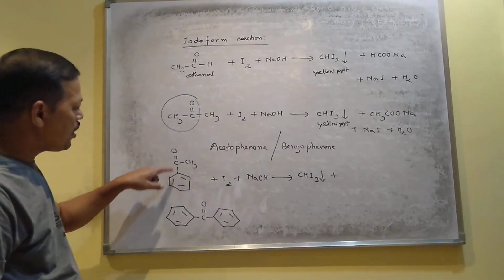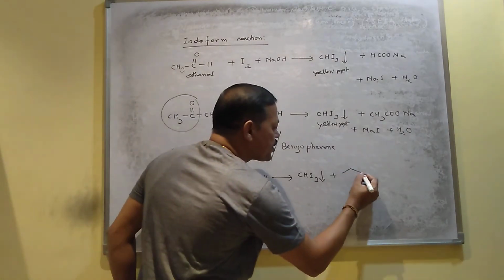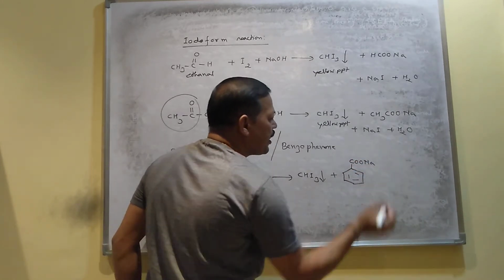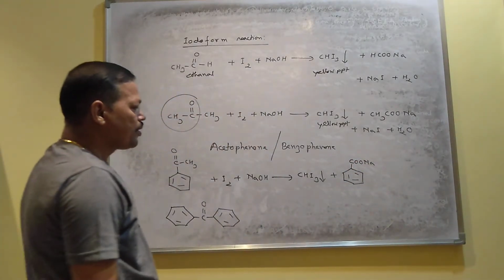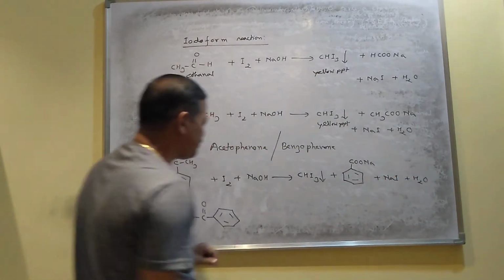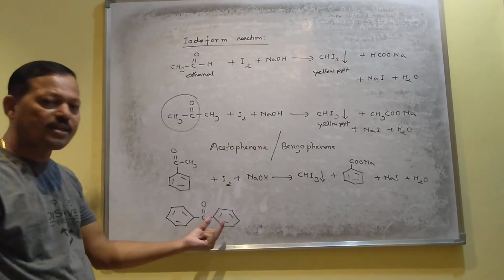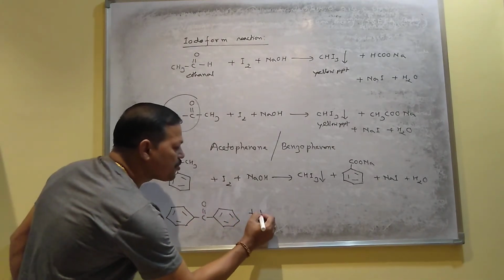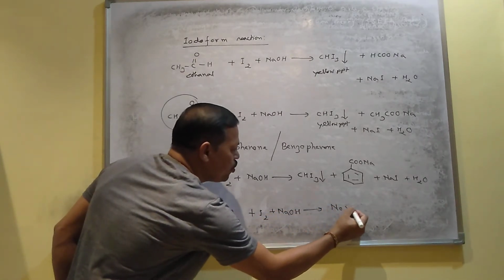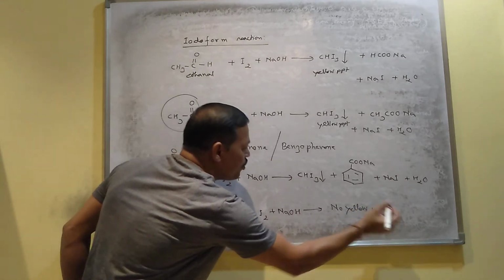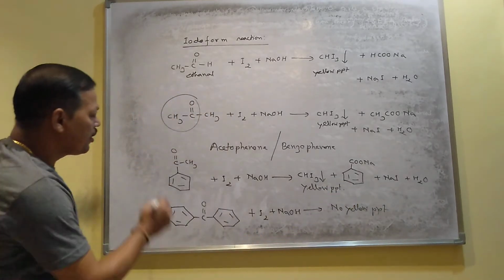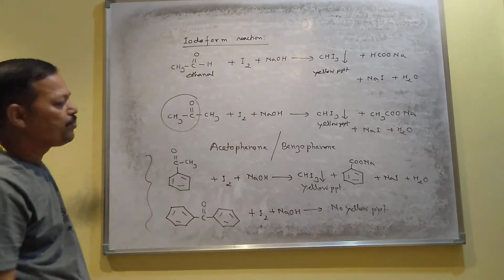Now benzene and one carbon are left, that's why the carboxylic acid will be like this. This is your benzene, and it will become COO, like this. You will get the sodium salt of benzoic acid. The side products will be sodium iodide and water. But in benzophenone, since the CH3 group is absent, when it reacts with iodine and sodium hydroxide, it cannot show iodoform. That's why you write no yellow precipitate, I mean no reaction. But here you will get a yellow precipitate. So in this way, you can distinguish acetophenone and benzophenone.